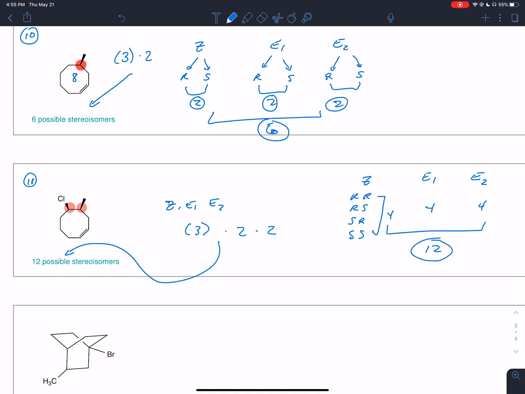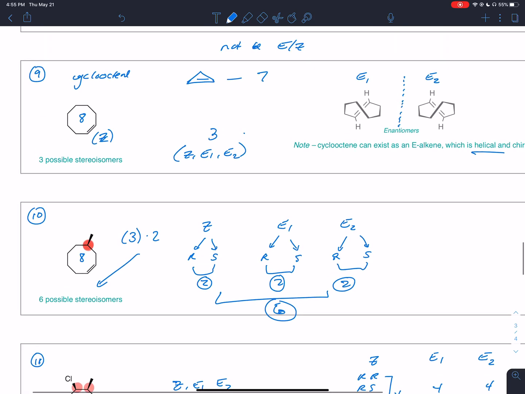Okay, I want you to go back and watch this video again to reinforce this idea. Some professors test on cyclooctene, and it is very helpful to know it. The quick recap is cyclooctene is special. It can have an E-alkene stereoisomer, which is a helix which is chiral, so it can have its enantiomer. Therefore, for the unsubstituted cyclooctene molecule, there are 3 stereoisomer possibilities.